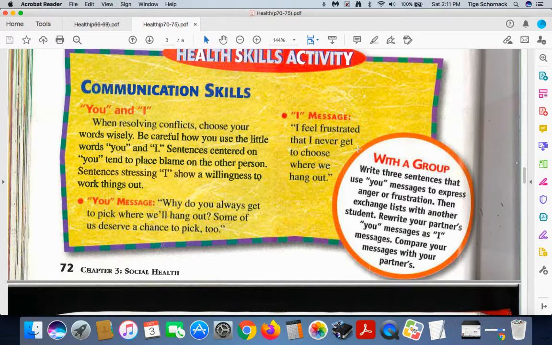Again, you messages. Why do you always get to pick where we hang out? Some of us deserve a chance to pick, too. Again, right there, that's placing blame on you. Or the I message: I feel frustrated I never get to choose where we hang out. The other person has realized, hey, this person has feelings too.